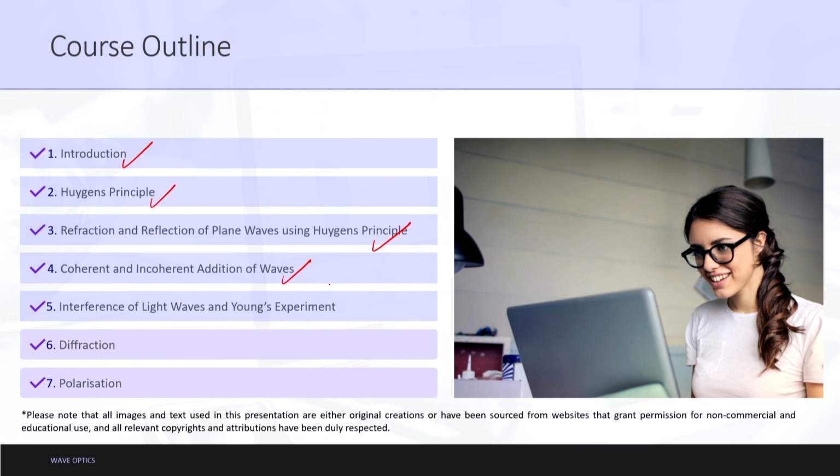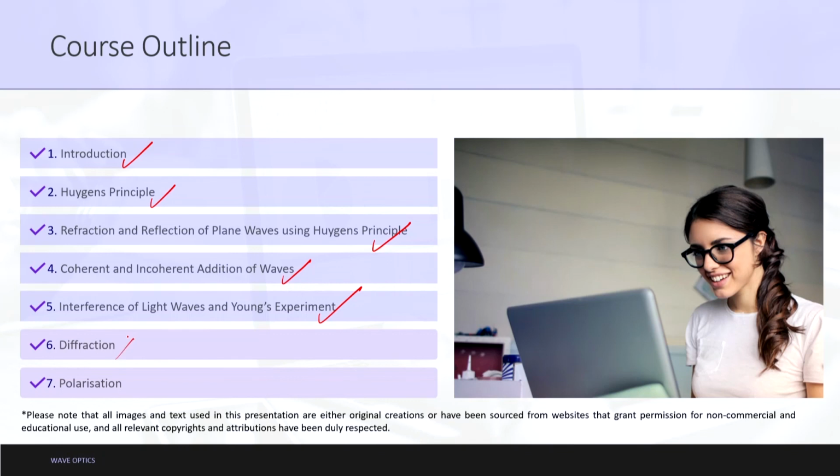Then next will be interference of light waves and Young's experiment. Young was a very prominent scientist. He did some experiments related to interference of waves, the generation of dark lines and bright lines. What were these experiments, how were they conducted, what was the theory behind them, everything will be talked about in detail. The final part of wave optics will be diffraction, and finally we will conclude the chapter with the concept of polarization.